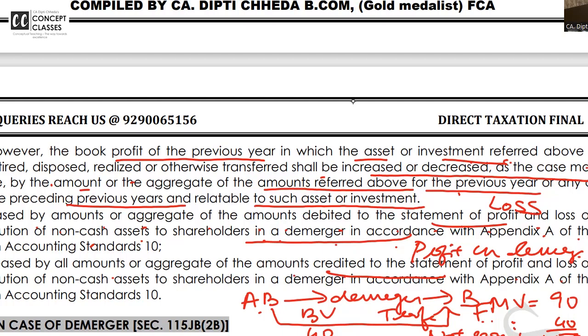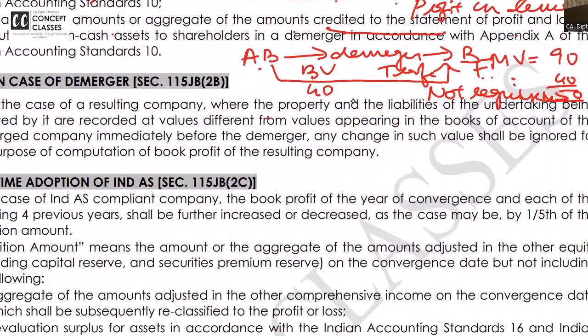Non-cash asset to shareholder, meaning the asset that has been transferred to another company, you have to remove the profit because this is not a profit. And if there is a loss and you have debited it, scratch that. If you scratch the loss, add it back. So these are the items you have to remember.